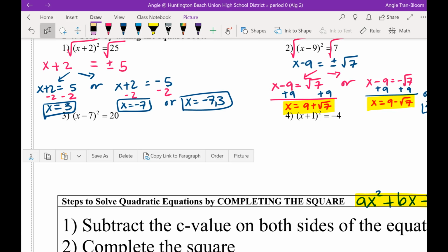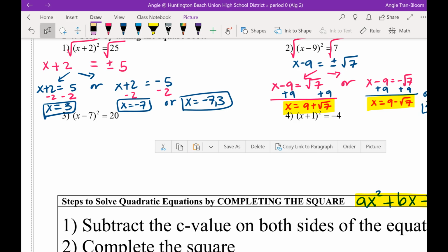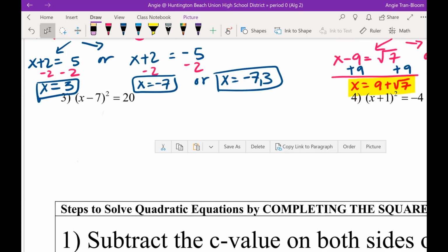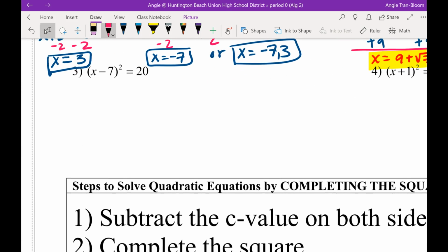Haley, on number 3, what did you do first? Yep. So Haley said she took the square root to both sides. Good. So Haley, what did you write after you took the square root to both sides? Positive or negative rad 20. Is that what you mean? Yeah. Okay. Raise your hand if you can help me simplify rad 20.